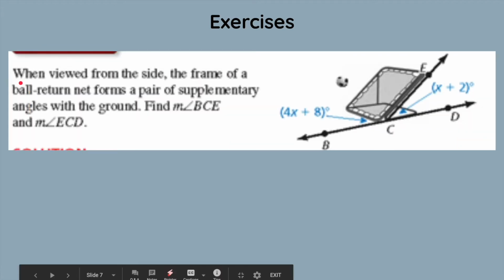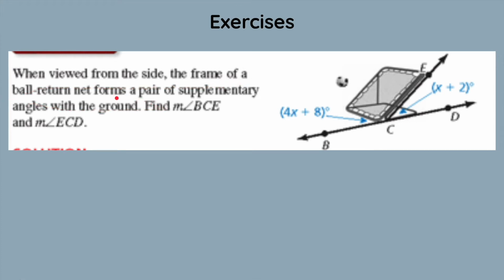So this is a more real-life application. When viewed from the side, the frame of a ball return net forms a pair of supplementary angles with the ground. Find the measure of angle BCE and the measure of angle ECD.